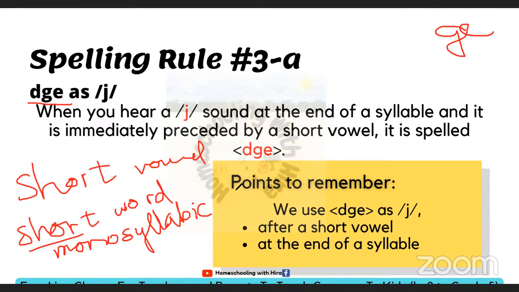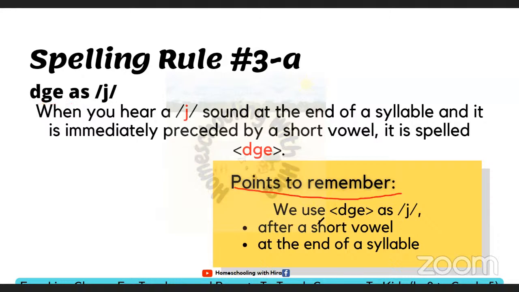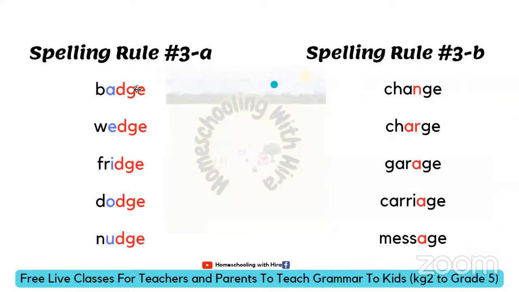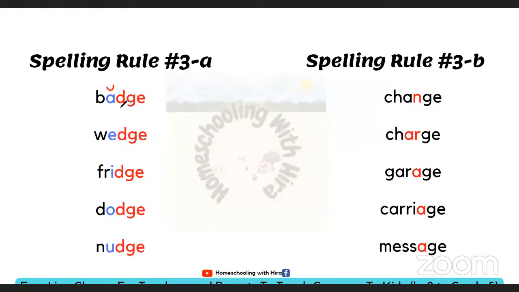DGE rule. What are the points to remember? When do we use DGE? We use DGE as j sound after a short vowel at the end of a syllable. Okay? At the end of a syllable or at the end of a short word. For example, let's quickly see the examples. Here are the examples. The word is badge. B-a, a short vowel, j. Badge. W-e, j. Wedge. F-r-i, j. Fridge. D-o, j. Dodge. N-u, j. Nudge. So after short vowels, we use DGE.